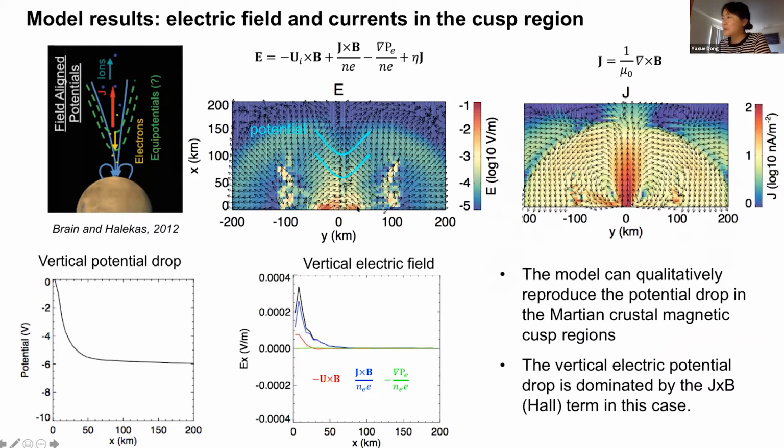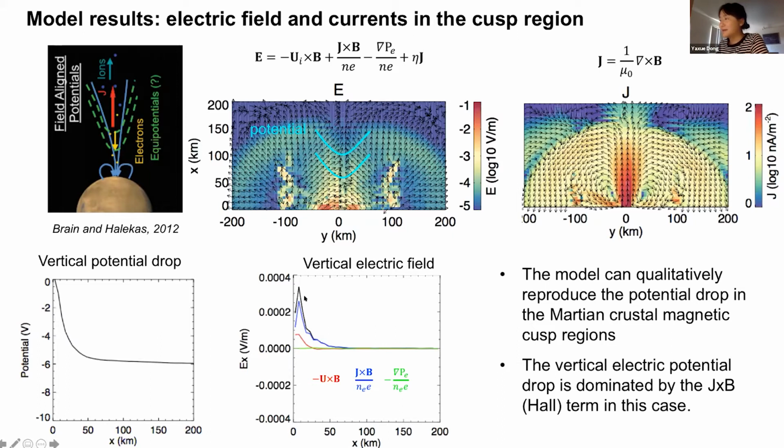First thing you will notice is probably that the electric field is mostly pointing upward. And if you look at the vertical axis in the central cusp region, this upward electric field produces a potential drop, which is about 6 volts for this case. This is small, but this is enough to remove almost all heavy ion species from the ionosphere.